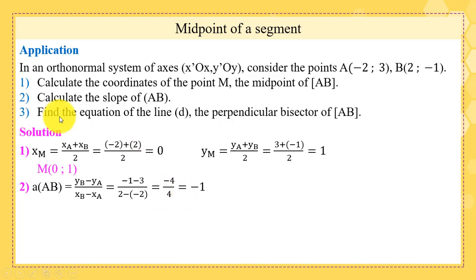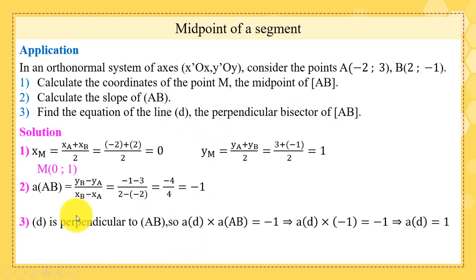In part 3, we must find the equation of the line D, which is the perpendicular bisector of AB. Since D is the perpendicular bisector of the segment AB, D is perpendicular to the straight line AB, and so the slope of D times the slope of AB is equal to -1. The slope of AB, which we found in part 2, is -1, so a of D times -1 equals -1, then the slope of D is equal to -1 over -1, which is equal to 1. Now we have found the slope.